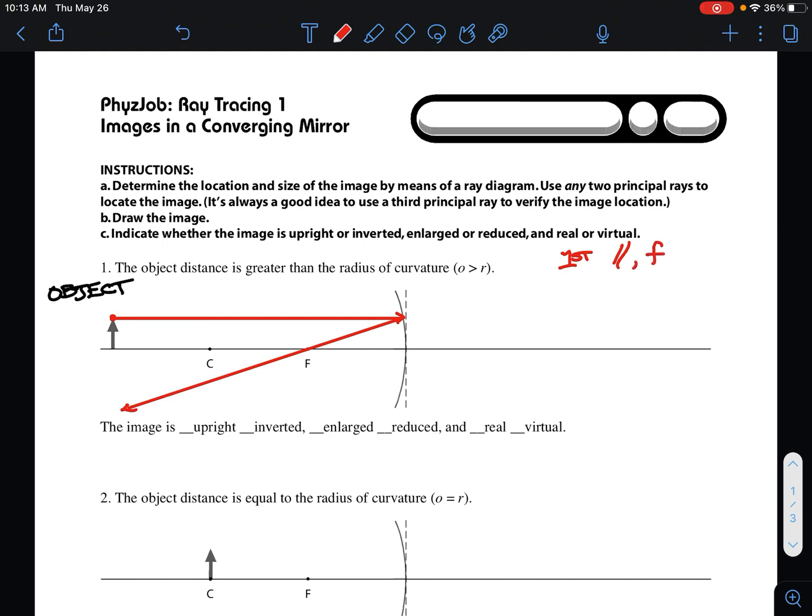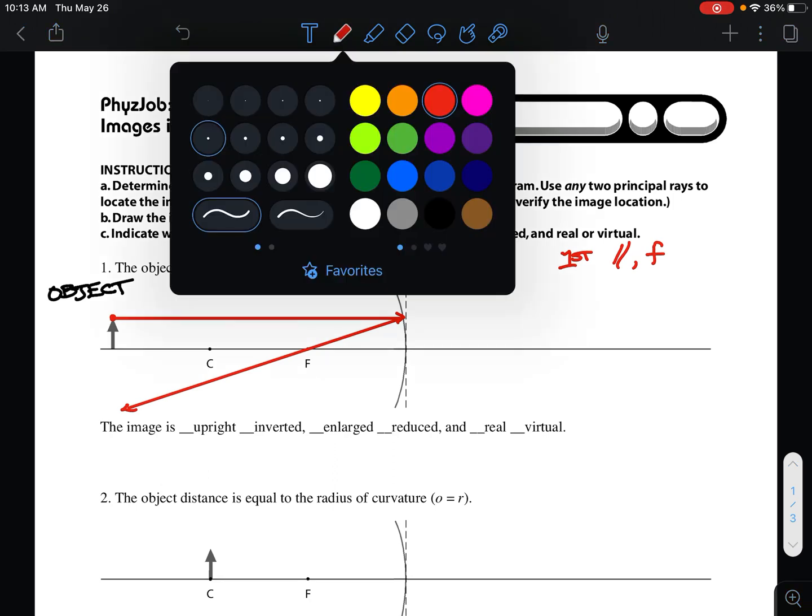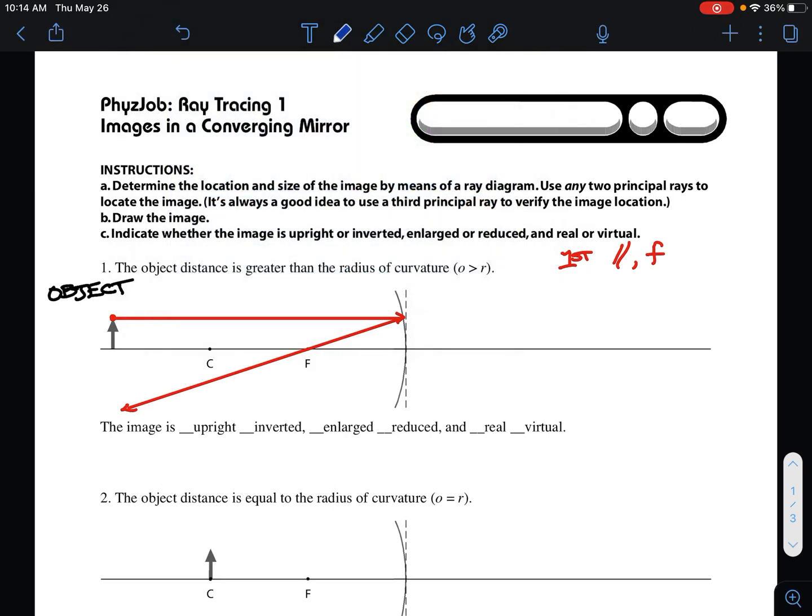I'll make a little note up here reminding us, first ray, we always go parallel to the principal axis or ground. And then it should, with a concave mirror, of course, reflect down through the focal point. Draw it past the focal point too, because sometimes the images will form beyond that. Second ray is then a little different. So second ray, you can't go parallel again because you would then just repeat the same path. So you have to mix it up.